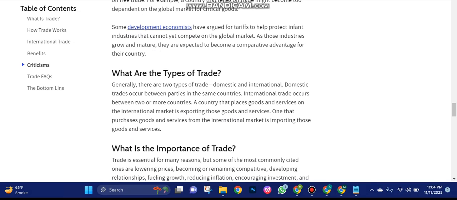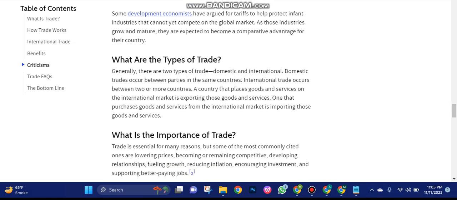What are the types of trades? Generally, there are two types of trade: domestic and international. Domestic trades occur between parties in the same country. International trade occurs between two or more countries. A country that places goods and services on the international market is exporting those goods and services. One that purchases goods and services from the international market is importing those goods and services.